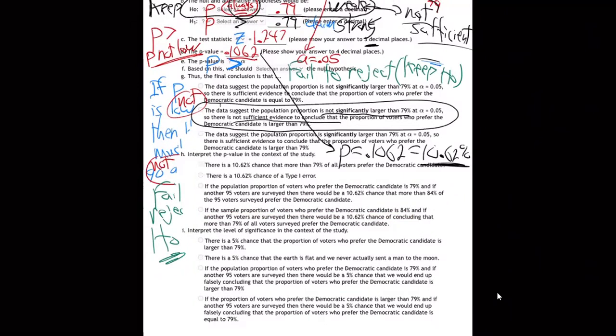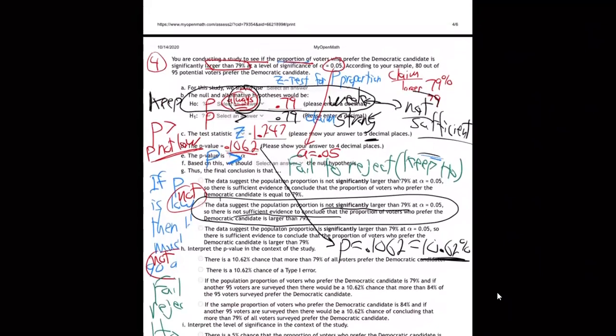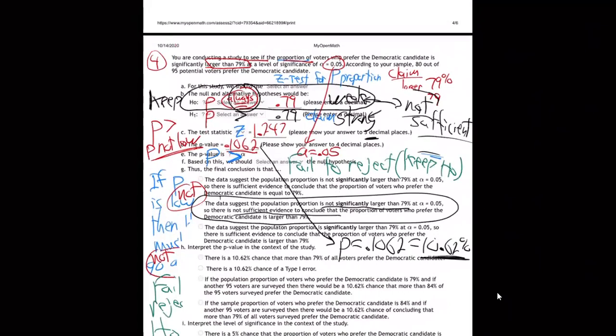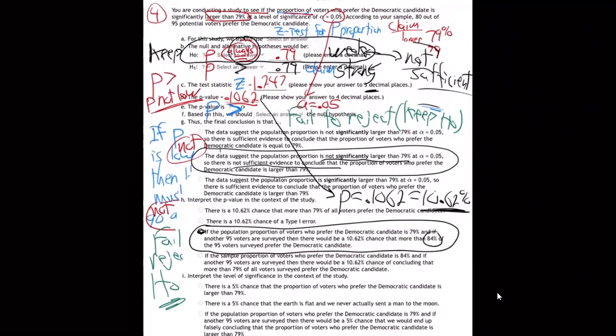So it's saying if the sample is really 84, what did it come out to be for us? If the population who prefer is really 79%, and if another 95 voters are surveyed, there would be a chance that more than 84% of the voters. Yeah, it's that one. Sorry, this is tricky. It's this one right here. And what is this 84%? Well, that's the percentage 80 out of 95. If you take 80 divided by 95, that's what they're saying.